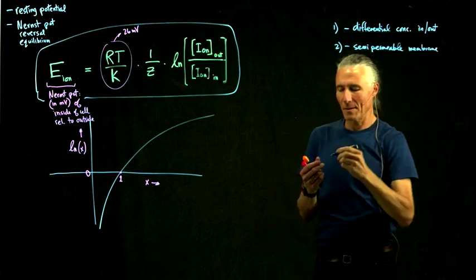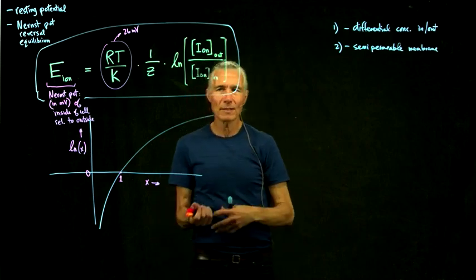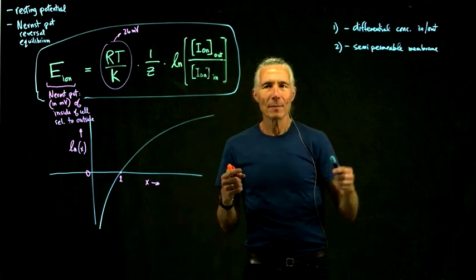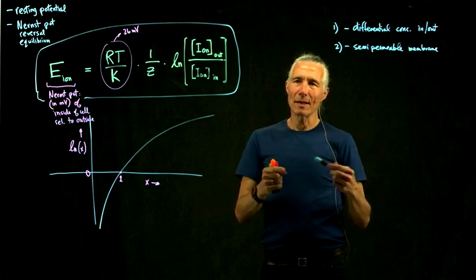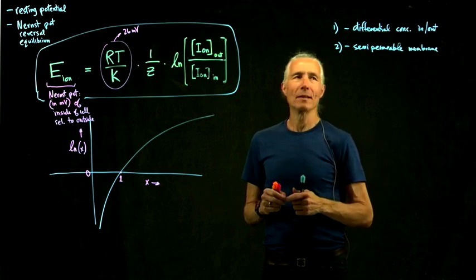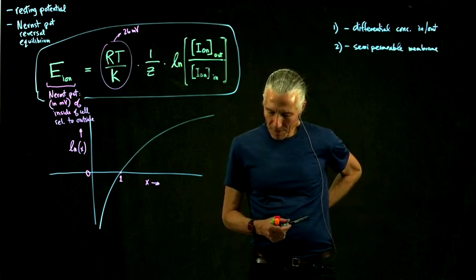And if it lets things go both directions, even if you've got a concentration difference, what's going to happen is the sodium is going to go in, and the potassium is going to go out, and it will stay at 0, and nothing will happen. So semi-permeable.